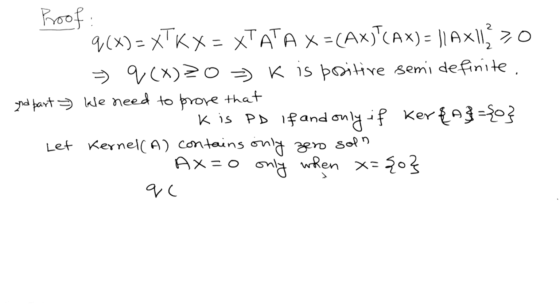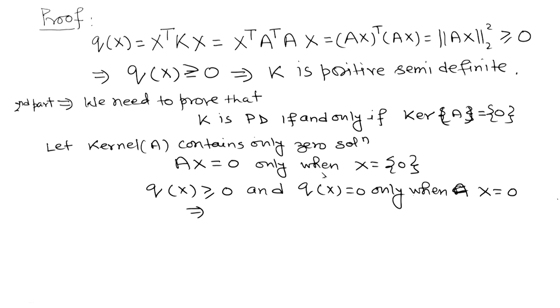Since we have that Q(x) is greater than or equal to 0, and Q(x) equals 0 only when x equals 0, because the kernel has only the 0 vector, hence K is positive definite. So this we have done: if the kernel of A equals 0, then K is positive definite.